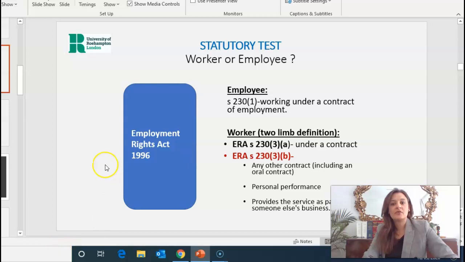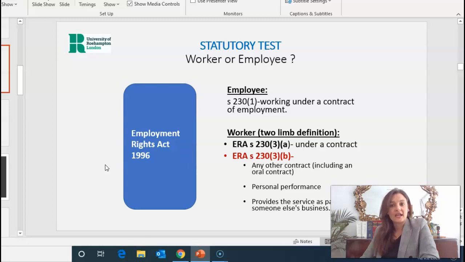So going back, we need to look at the statutory test, and you need to be familiar with the legislation. So let's start with that. It's the Employment Rights Act 1996 that determines whether or not a person is a worker or an employee. And that's your starting point. There's case law that has been developed as well, but we'll move on to that in a second. Let's look at the statutory test. The first thing is that an employee is defined in subsection 1 as a person working under a contract of employment. Okay, fine, simple enough.